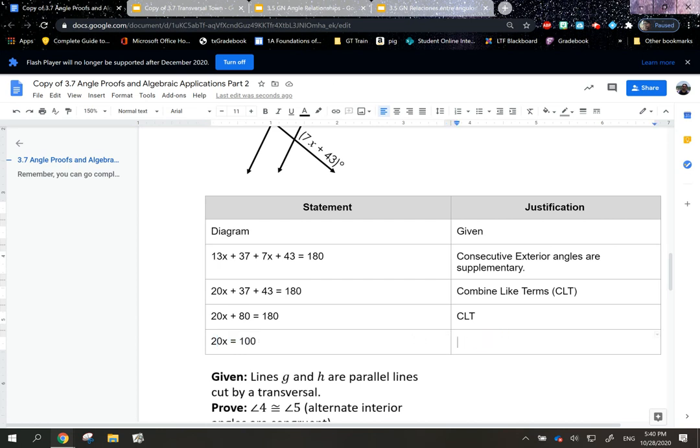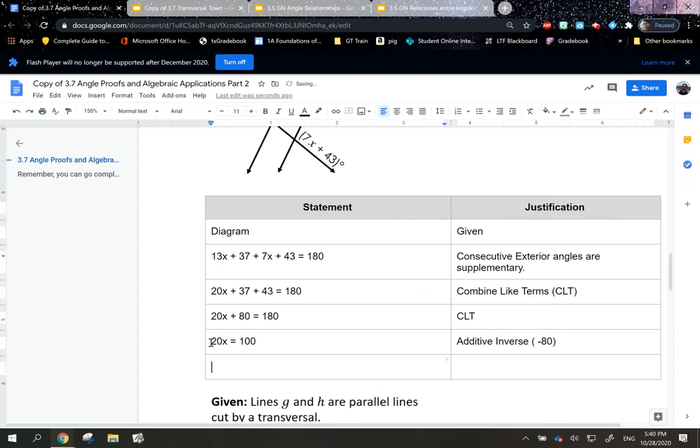What's our reasoning here? Since we subtracted to cancel out the 80, this is the additive inverse. And I'm going to put parentheses minus 80 since we subtracted 80. Let me add another row. And what am I going to do now? I need to get x by itself. The 20 is in the way now. But remember, 20x means 20 times x. So if I multiply here, then to cancel out multiplication, the opposite of that is to divide. So I'm going to divide both sides by 20.